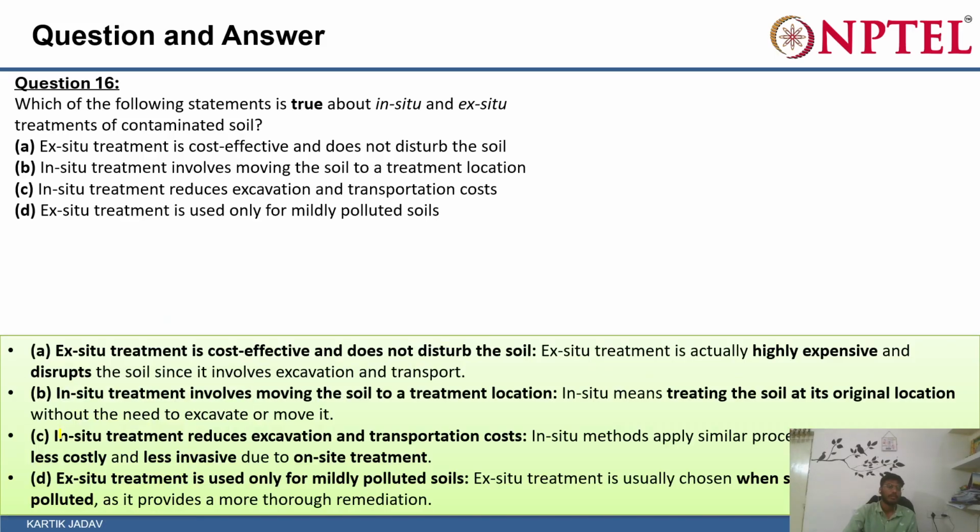So what we are doing in ex situ, we are extracting that contaminated soil and transporting it to another laboratory or certain research fields, and there we are doing its remediation. So in that we are disturbing the soil, so this is incorrect. In situ treatment involves moving the soil to treatment location: this is also incorrect. In situ treatment reduces the excavation and transportation costs: this is the correct option, as we are treating that contaminated soil in that place only by using some physical, chemical and biological treatment methods. So correct answer is option C.